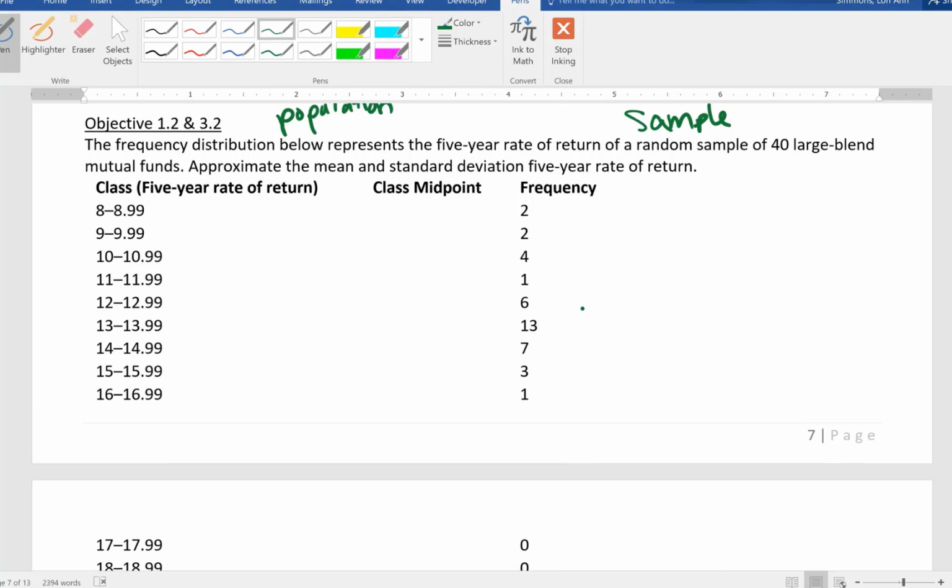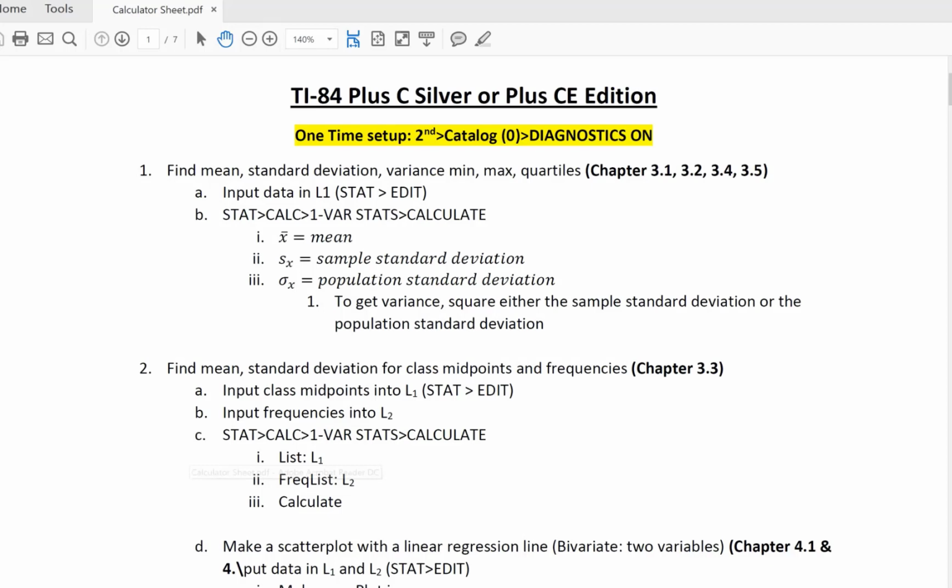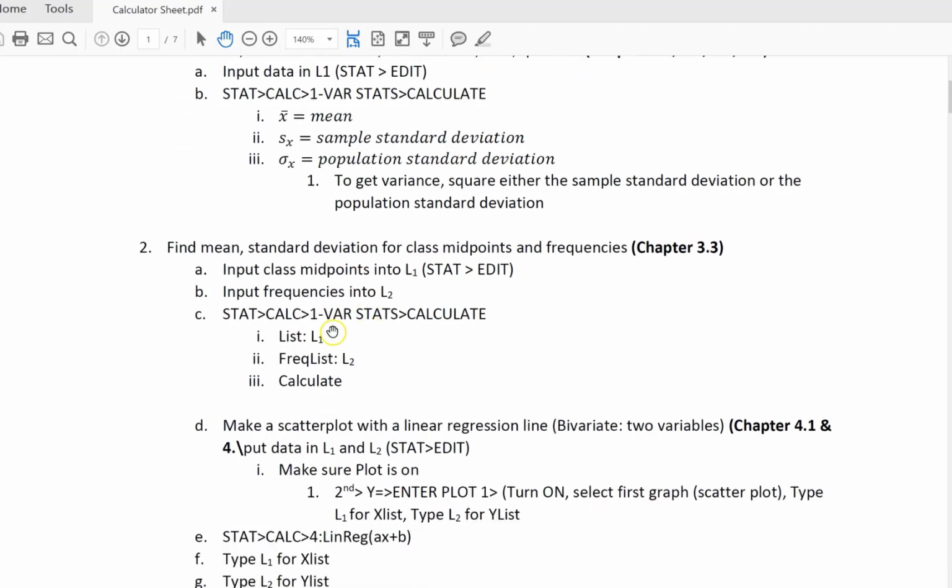The frequency distribution below represents the 5-year rate of return of a random sample of 40 large blend mutual funds. Approximate the mean and standard deviation of the 5-year rate of return. Okay, now you can see that this is going to be different than what we have been working with to find the mean and standard deviation. You can notice we have classes.